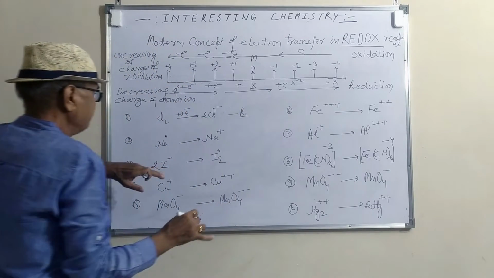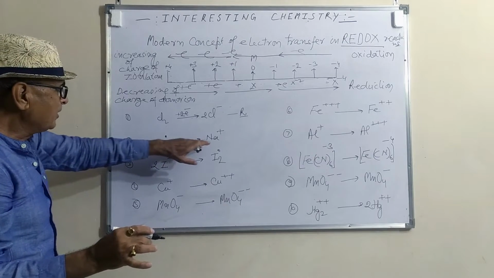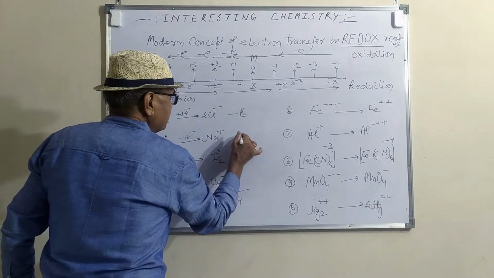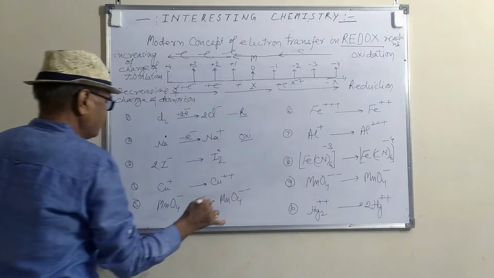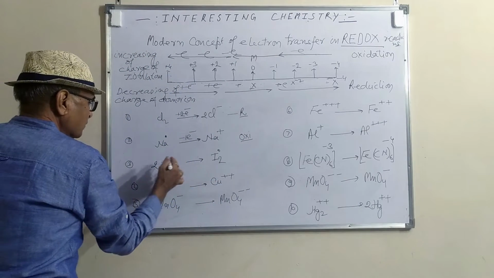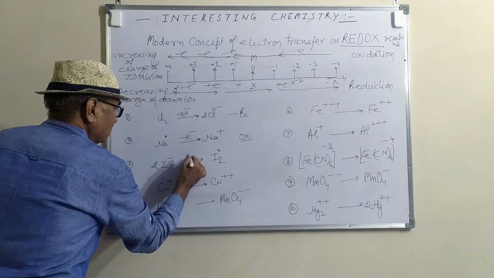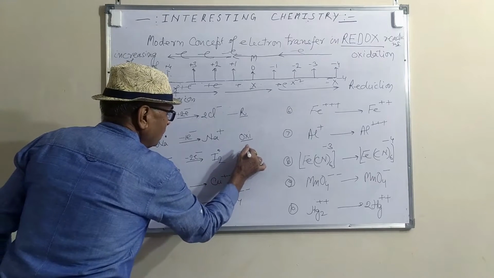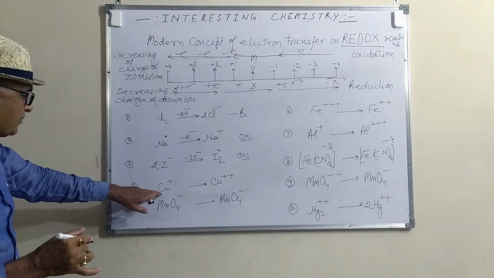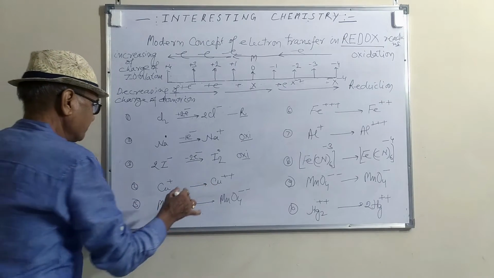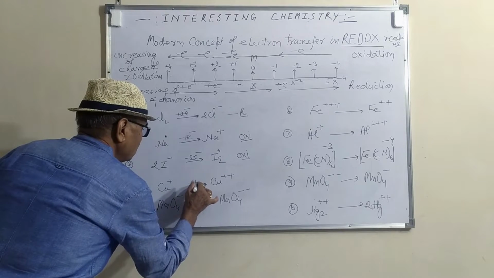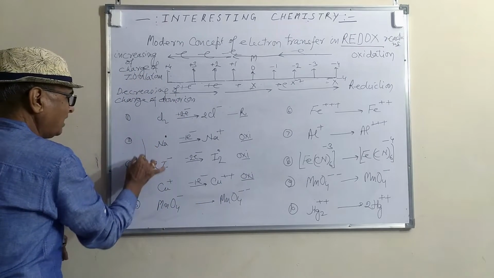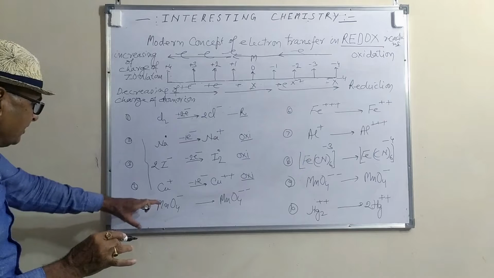It is a reduction. Then here again, any change into positive has a loss of electron, so it is oxidation. Here I2 to 0, loss of 2 electrons, so it is also an example of oxidation. Cu positive to Cu double positive, again it is a loss of 1 electron, again oxidation. So these 3 cases are oxidation reactions.